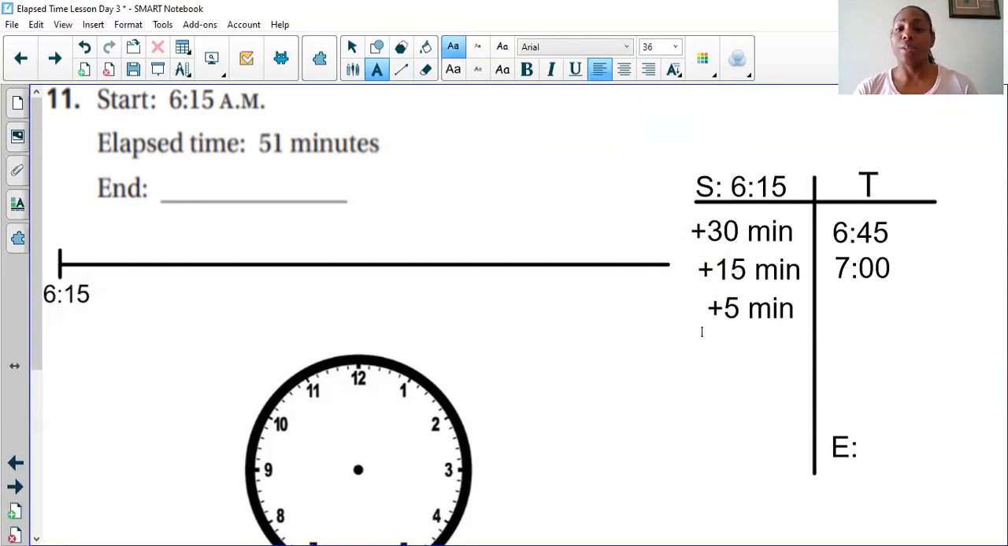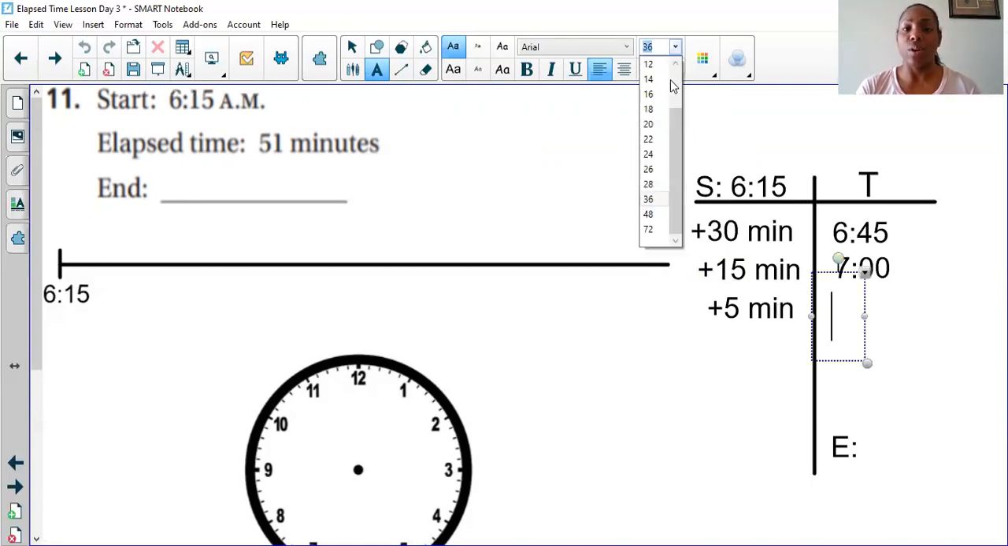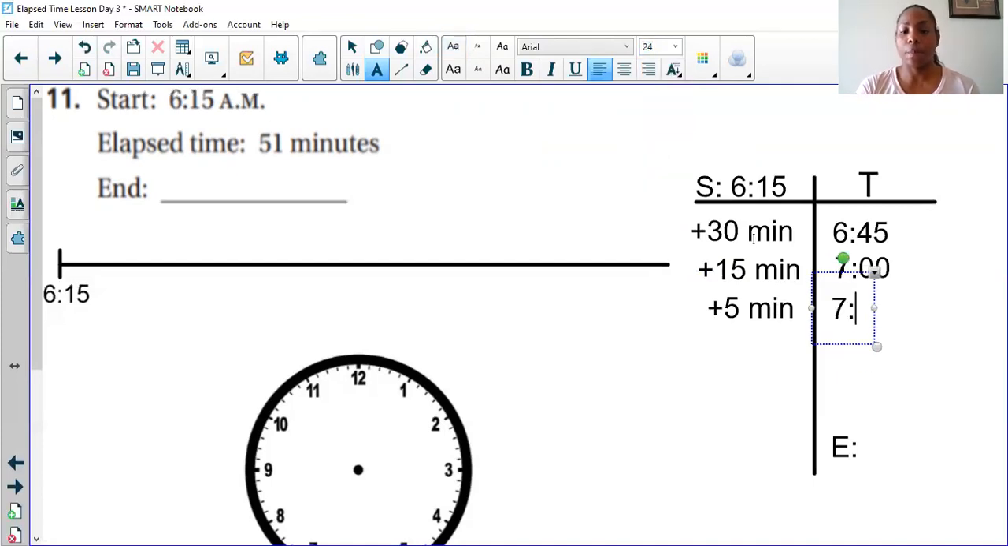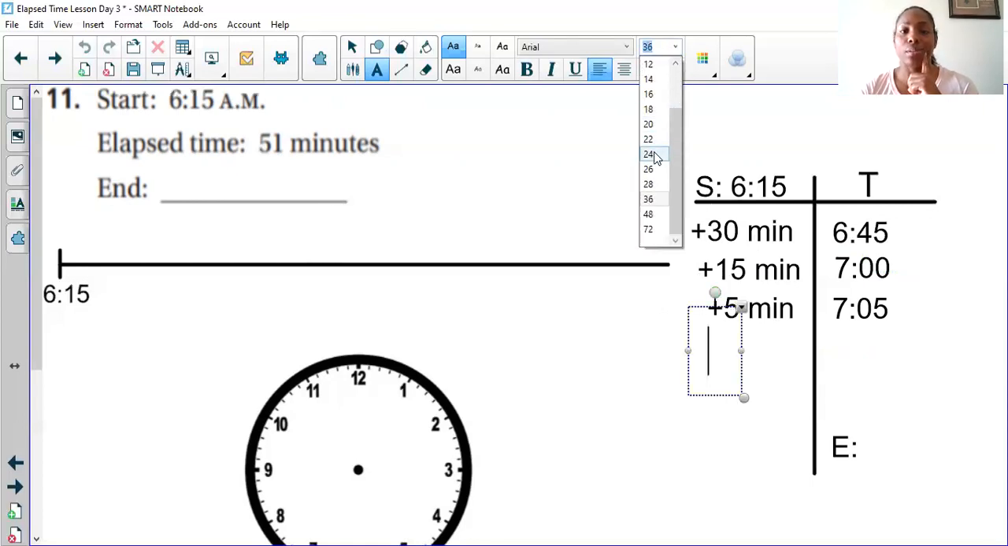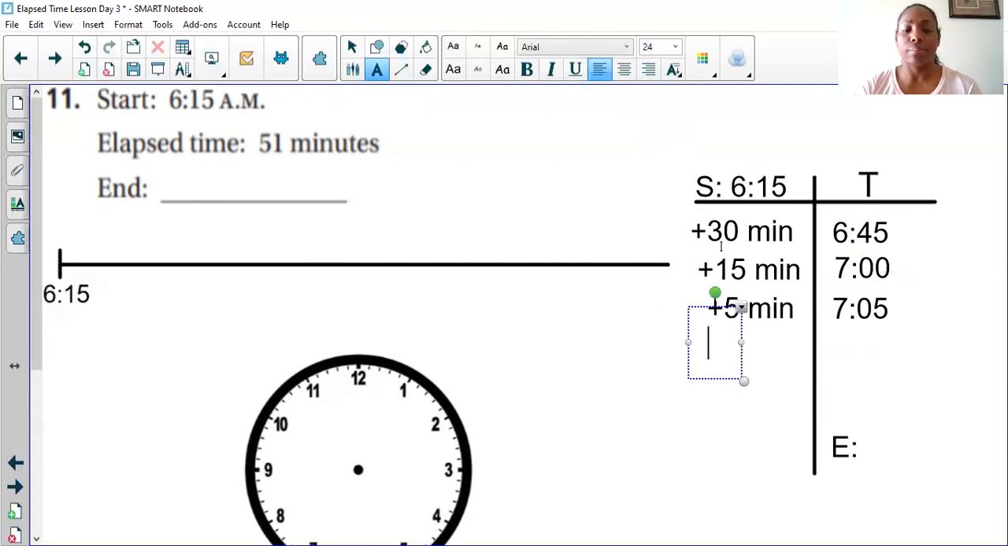So with that being said, I'm going to add 5 minutes. And so that brings me to a total of 50 minutes now. And my new time is going to be 7:05. All right, so now I'm at the time of 7:05. So from there, what I'm going to do is I know that I'm at 50 minutes, but I need to get to 51 minutes. So that means I just need to add 1 whole minute. So we're just going to add 1 minute, literally 1 minute.